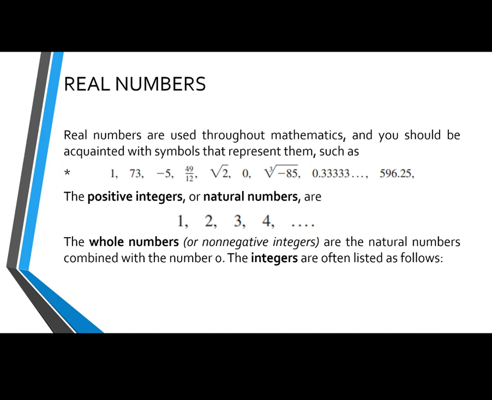So the integers are often listed as follows: negative 4, negative 3, negative 2, negative 1, 0, 1, 2, 3, 4. If you are looking at the screen, at your left side, those are negative integers, and on the right side, including zero, those are the positive integers. Positive integers are also called natural numbers, and those numbers, negative 4 to 4 and so on, are called integers.